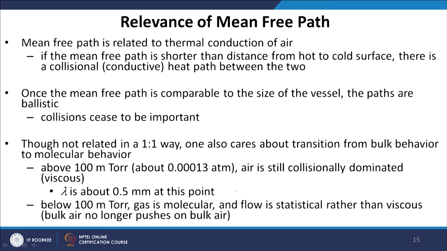Above 100 millitorr, which is equivalent to 0.3013 atmosphere, air is still collisionally dominated, that is viscous, and lambda is about 0.5 millimeter at this point. Below 100 millitorr, gas is molecular and flow is statistical rather than viscous. Bulk air no longer pushes on bulk air. So basically, the mean free path idea leads to the concept of molecular conduction in air. Based on this, we can define the conduction either as a viscous flow or as a molecular flow.